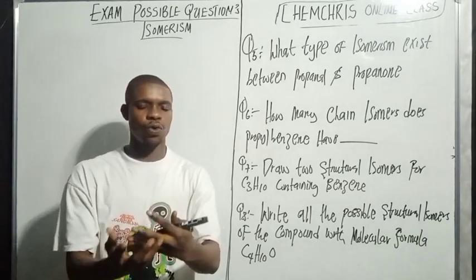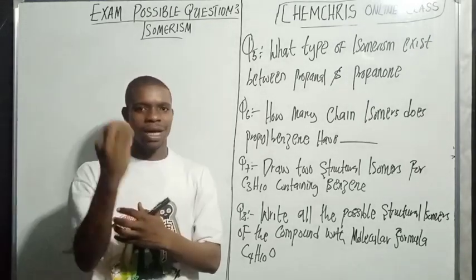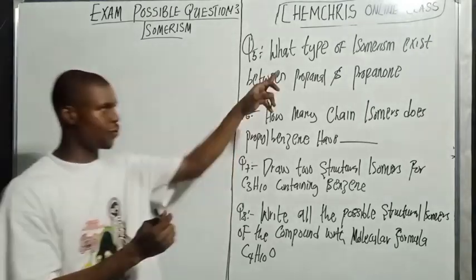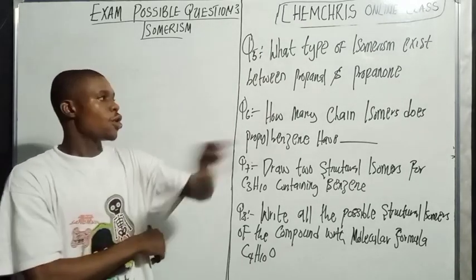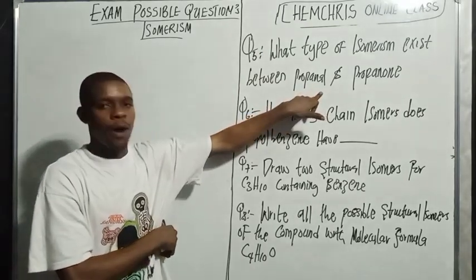My goal here is to enable you to pass your organic chemistry exam very well. So now look at the first one here. What type of isomerism is it between propanol and propanone? First, you have to draw the structures of propanol and propanone.